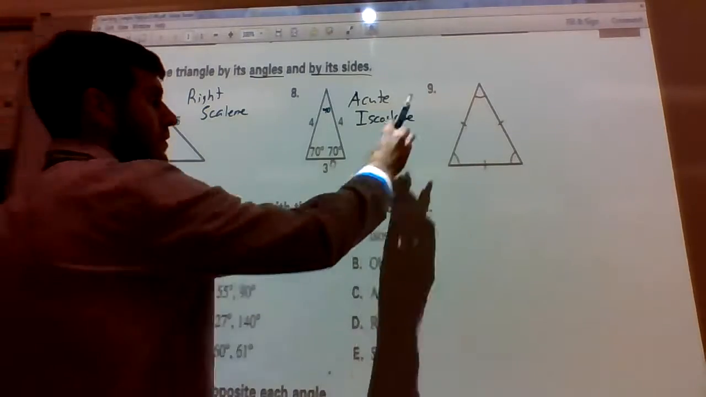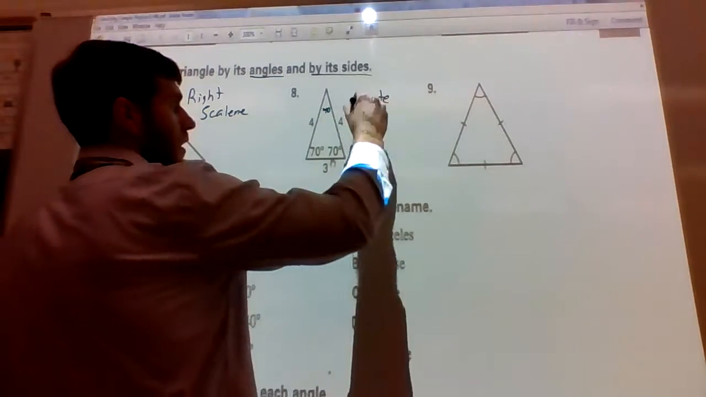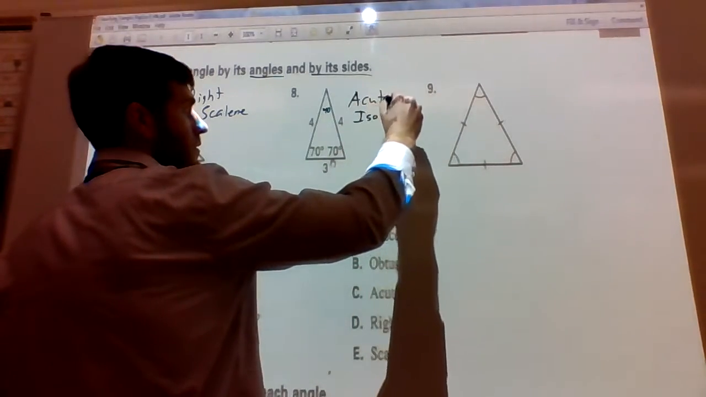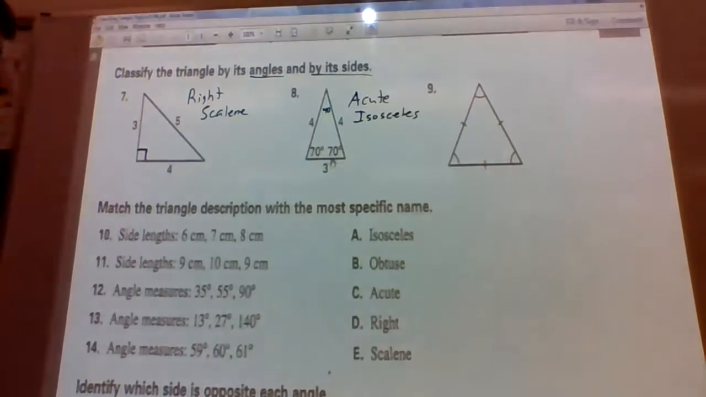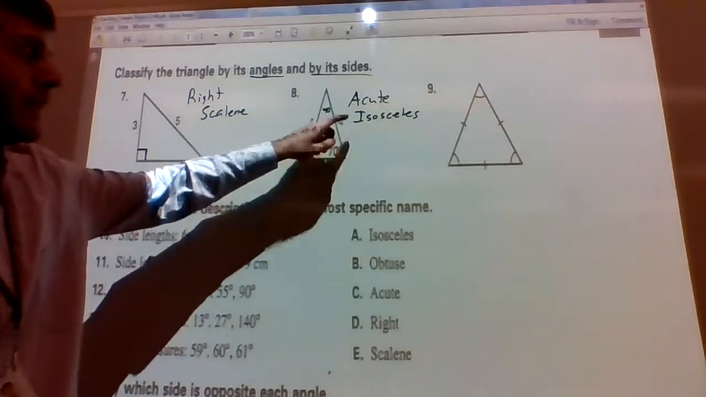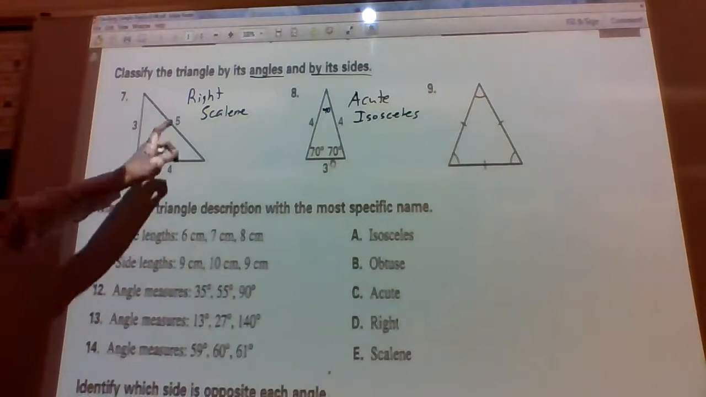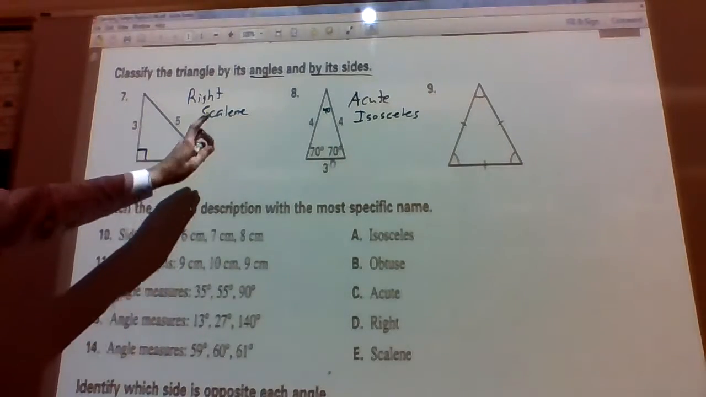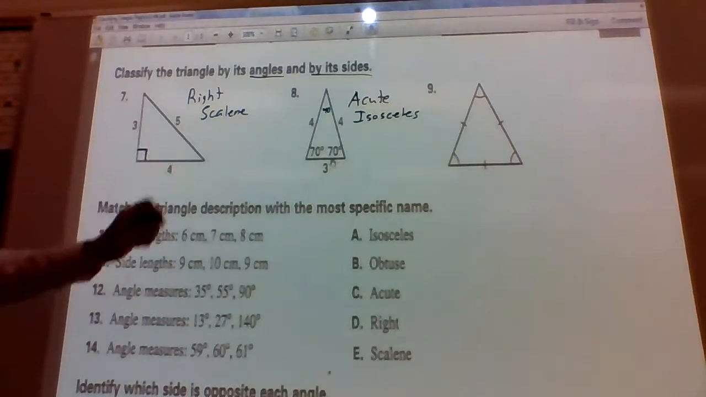No, that's completely wrong. Isosceles. It's not isosceles, it's isosceles. I'm trying to enunciate it, and it's hurting me. So acute isosceles. Acute because the angles are all less than 90, isosceles because two sides are the same. This one was right because we had a 90-degree angle, and scalene because all the sides were a different length.